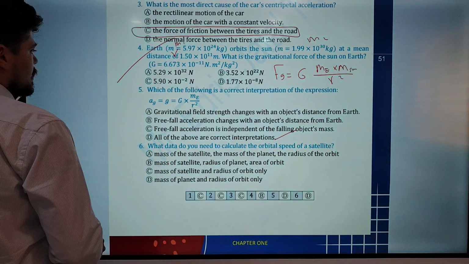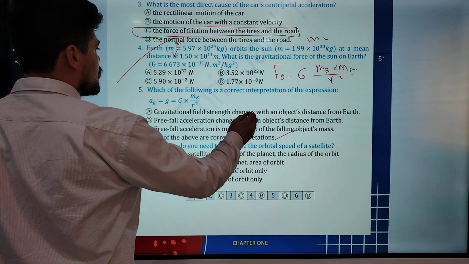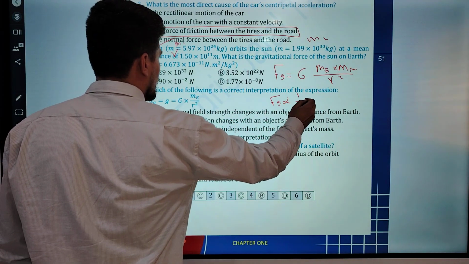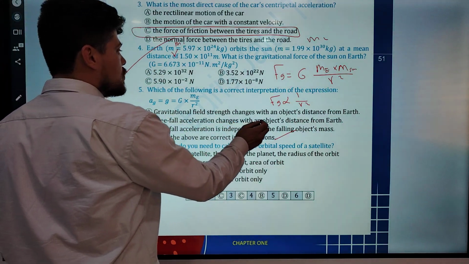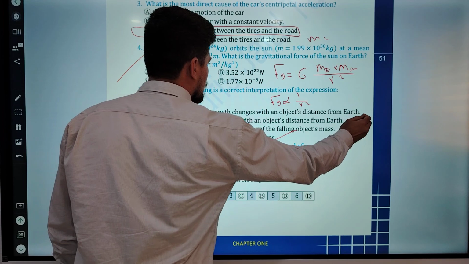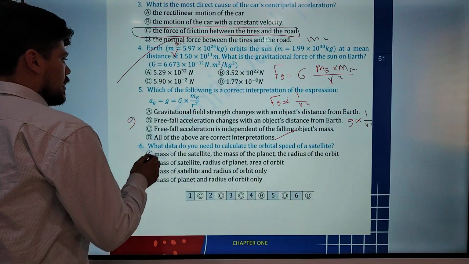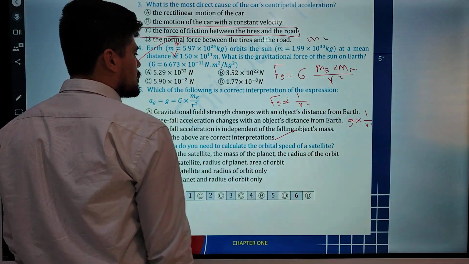Yes, of course. Let me repeat, please. Gravitational field strength changes with an object's distance. Yes, it is inversely. Free fall acceleration, g, changes with an object's distance. Yes, of course, g is also inversely proportional. Okay? So free fall acceleration is independent of the falling object's mass.